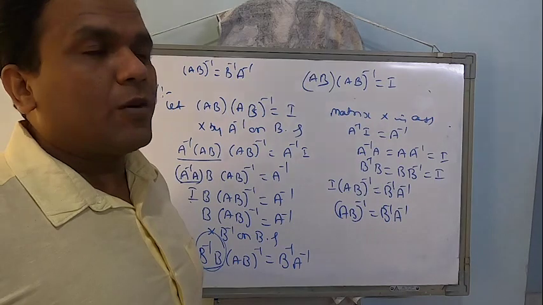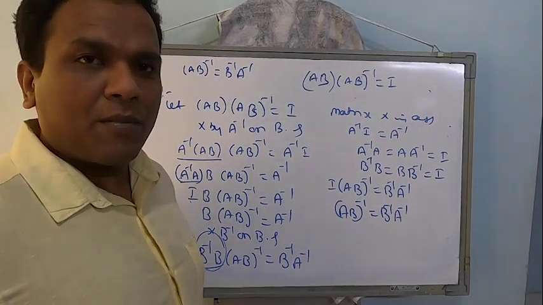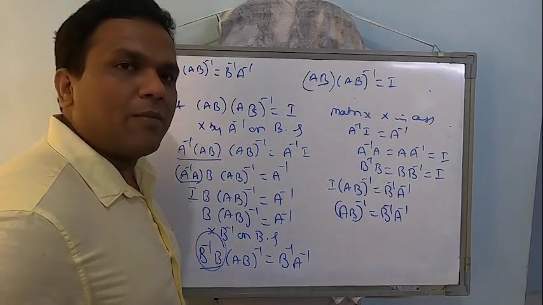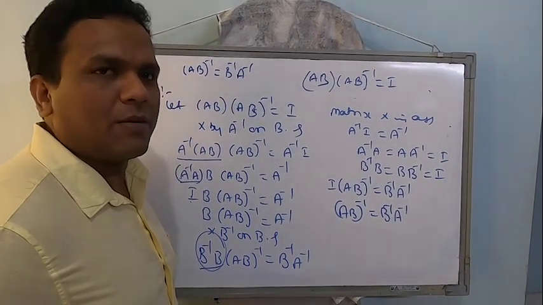Okay, students, for the first one, don't give much importance, but remember it for the sake of MCQs. For one square matrix, only one inverse will exist. That is what the statement means.